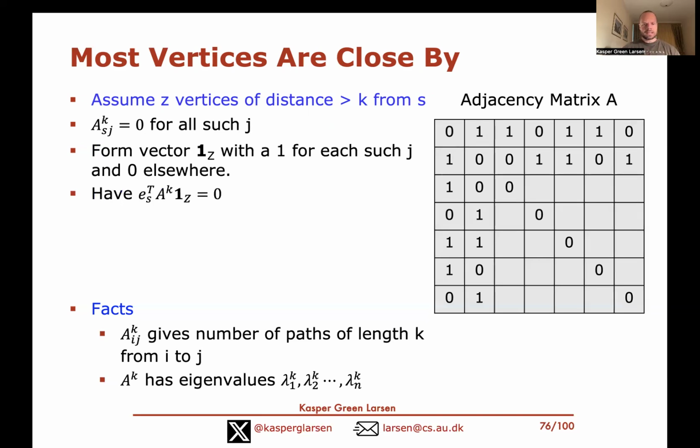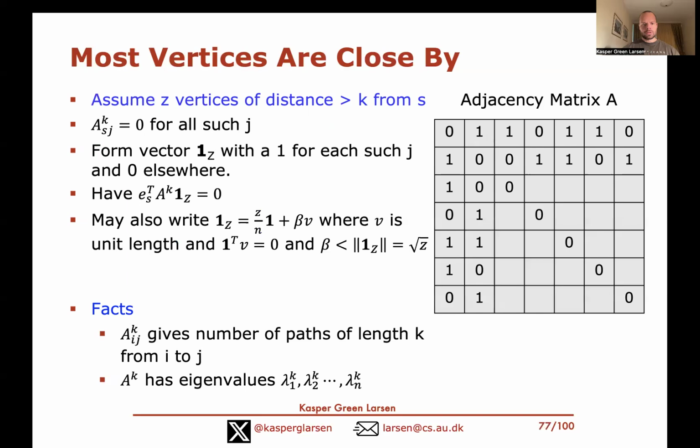And the first observation is if I take this indicator vector and multiply it with A to the k, then I'm summing the columns corresponding to this set. And just by definition, all of these columns have a 0 in the row corresponding to S. So A to the k times the indicator has a 0 in position S. So if I multiply it by the standard unit vector corresponding to row S on the left here, I get a 0, just by definition. So these are simple observations, and let's now try to use this to bound the set.